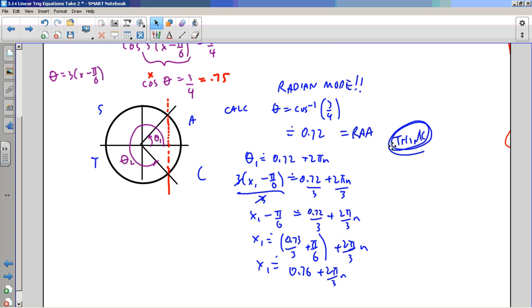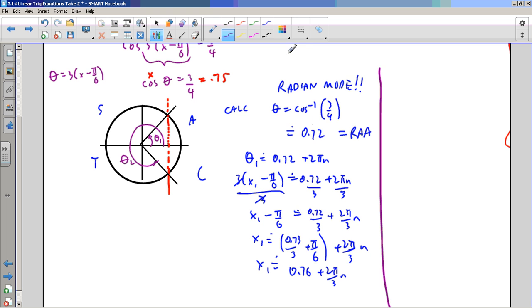I'm going to need to erase that because it's kind of in my way again. Erase that. And here we go. I'm going to pick up the pace a little bit. So theta 2. What's theta 2? Theta 2 is 1 spin, 2 pi, subtract the related acute angle, right? Well, this related acute angle is 0.72. And then I'm going to put in my 2 pi n.